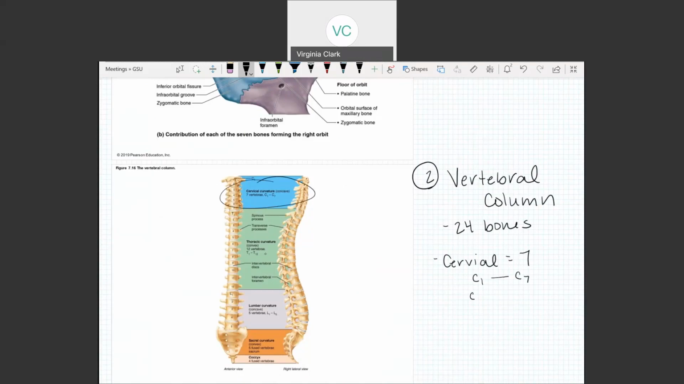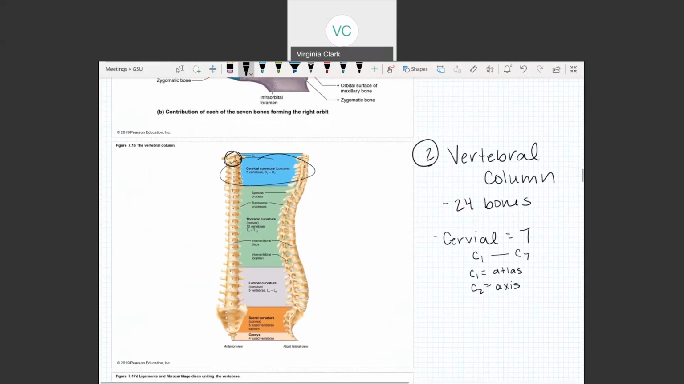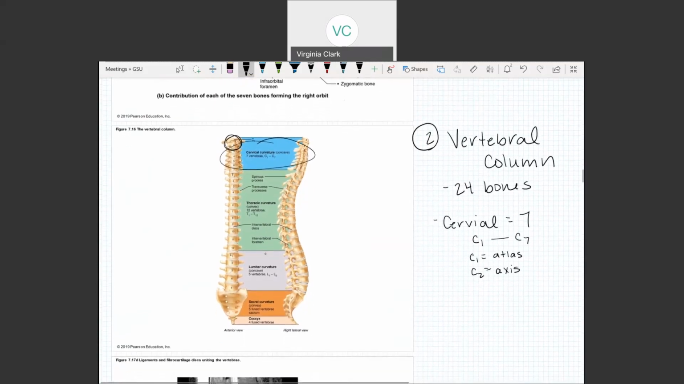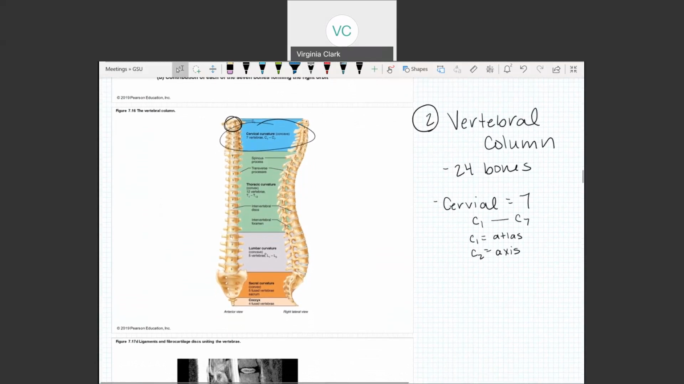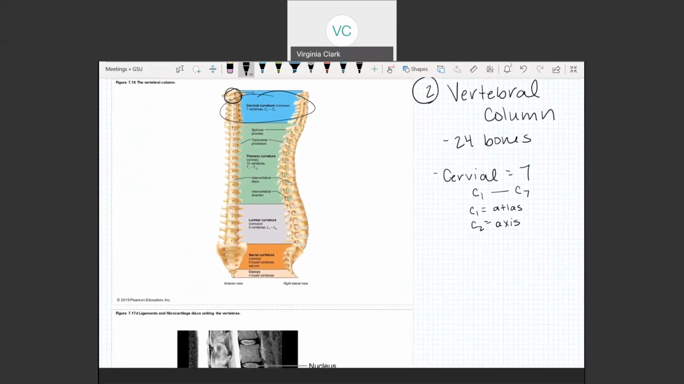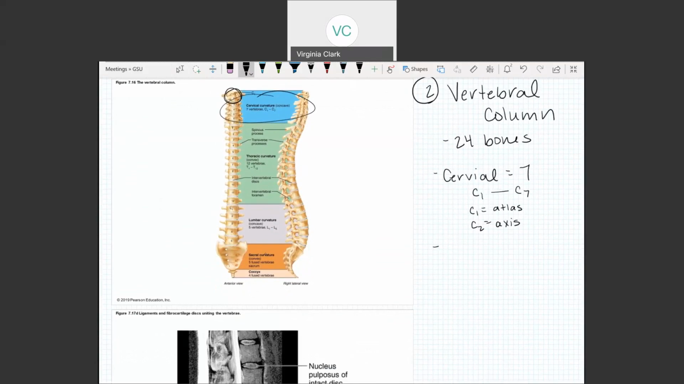C1 and C2 are going to have special names. So that is going to be the first 2 bones right here. C1 is the top, C2 is the second. That will be called the atlas and the axis. So C1 is the atlas, C2 is also called the axis. And they allow for your head to be able to rotate on your vertebral column. So that's cervical. You will then also have thoracic.